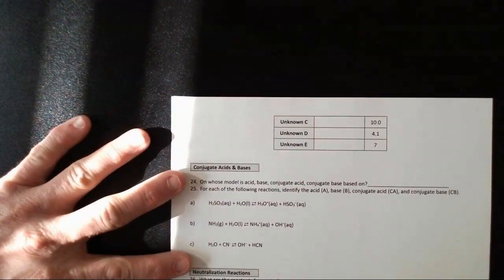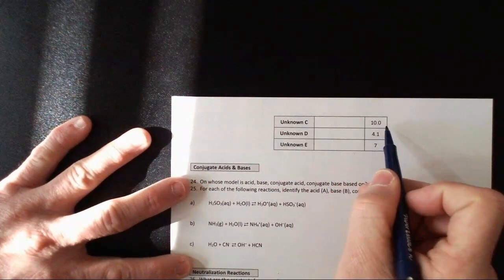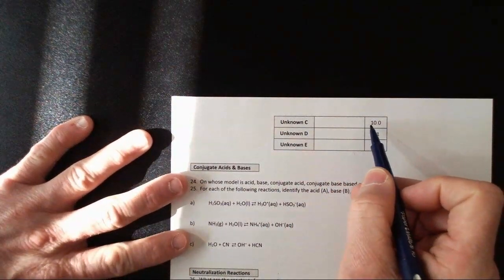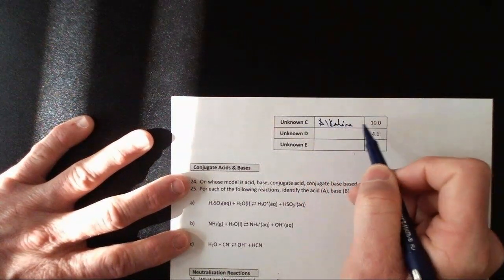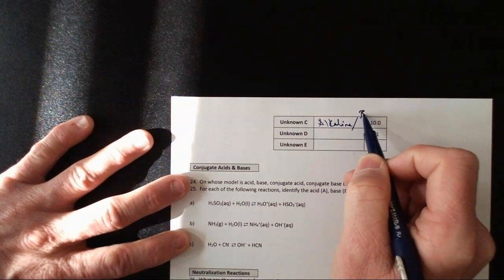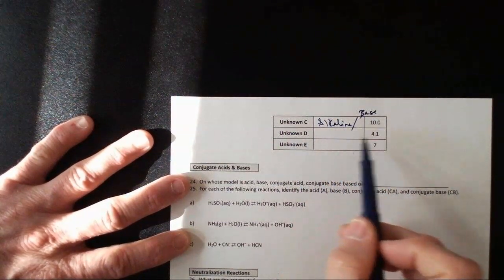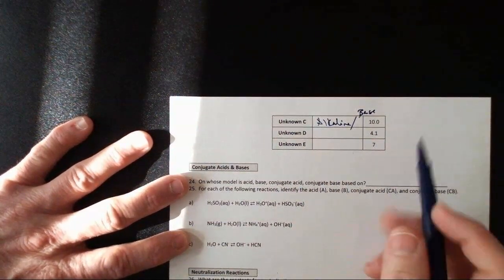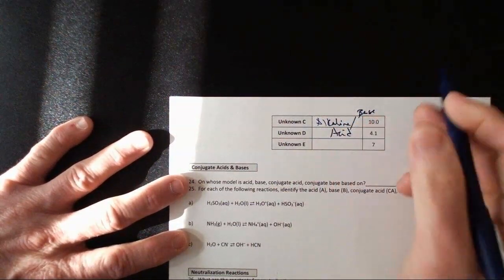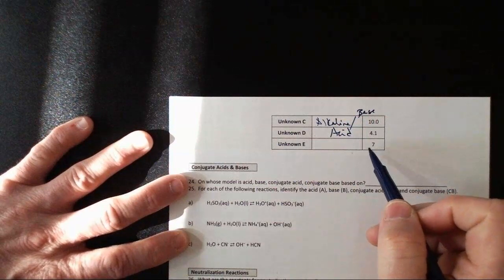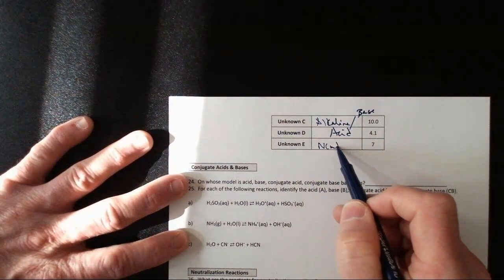Finishing out this chart, unknown C has a pH of 10. Well, 10 is greater than 7, so this also is alkaline, which we also refer to as being a base. Unknown D, 4.1. 4.1 is less than 7, so that would be an acid. And unknown E has a pH of 7, which is, of course, neutral.